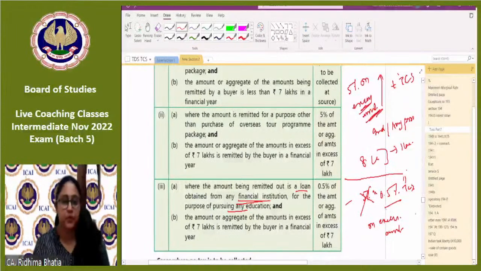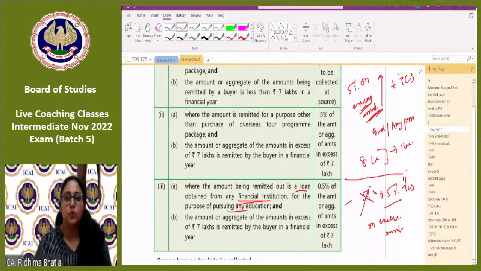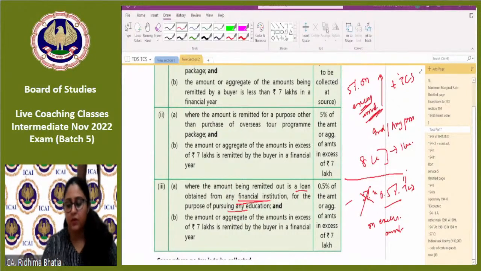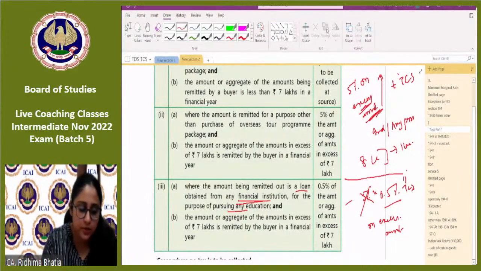Okay? Does anyone have any doubt here? The overseas tour program is also a part of this, where the package seller will collect TCS from you, but that is not at your level, so I will not take it up here.